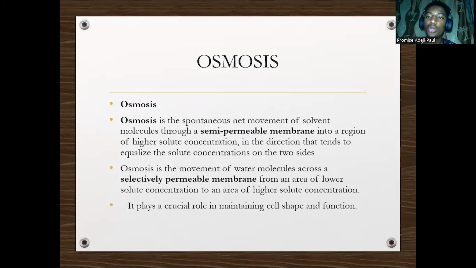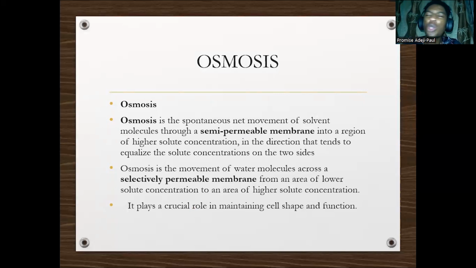So what exactly is osmosis? Osmosis is the spontaneous net movement of solvent molecules, or water, through a semi-permeable membrane. We say water is a universal solvent. So this is the difference between osmosis and diffusion.